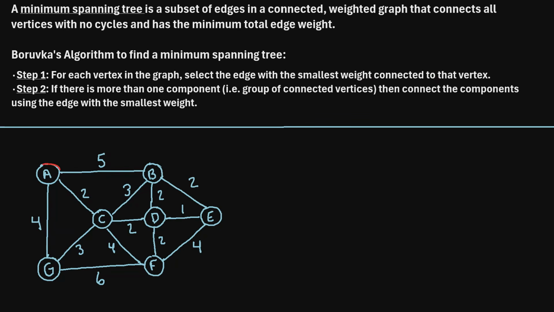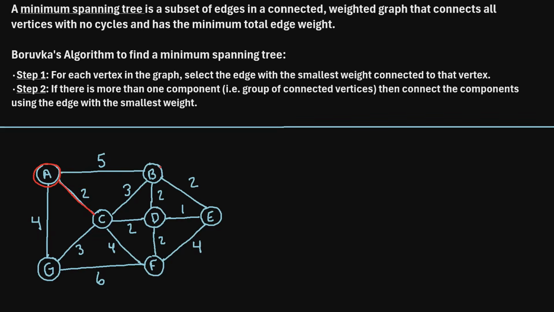So let's start with vertex A right here. So we'll just go in alphabetical order. What is the edge with the smallest weight connected to this vertex? Well, we can see there are 3 edges connected to this vertex. The one with the smallest weight is this one right here, which has a weight of 2. So we're going to select this edge as the first edge in our minimum spanning tree. So let's just go ahead and color that edge red.